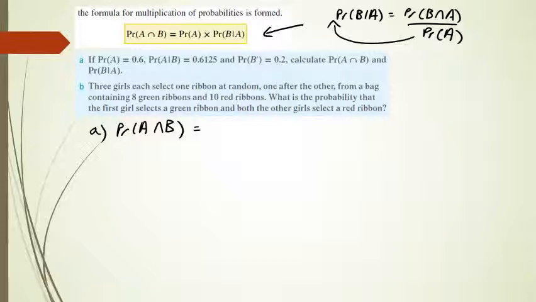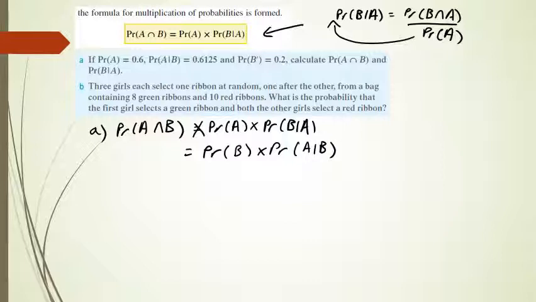If you have a look at the one above, A intersection B is probability of A times the probability of B given A. However, we're not given that, right? So we can't use this one. Let's try the other version. All you have to do is switch your A's and B's around, because remember they're the same. So we want probability of B times probability of A given B. We have A given B, which is written on the top, 0.6125.